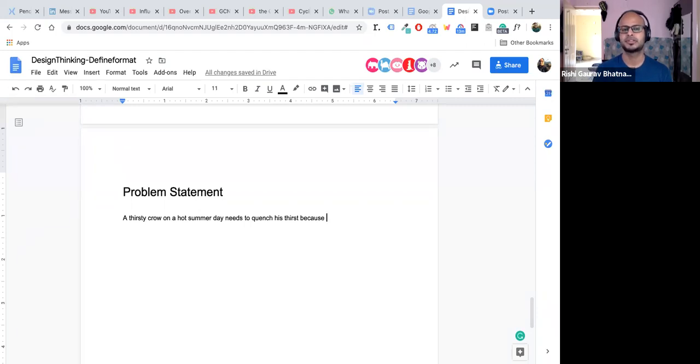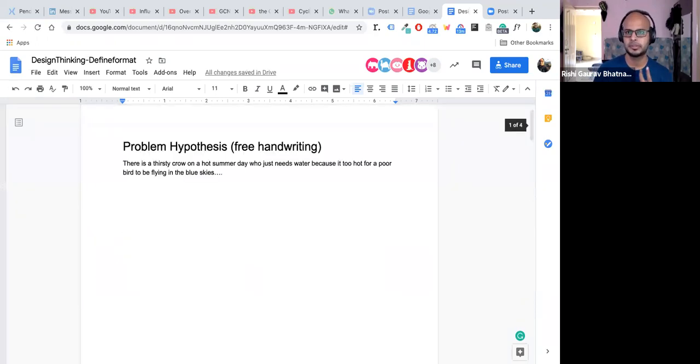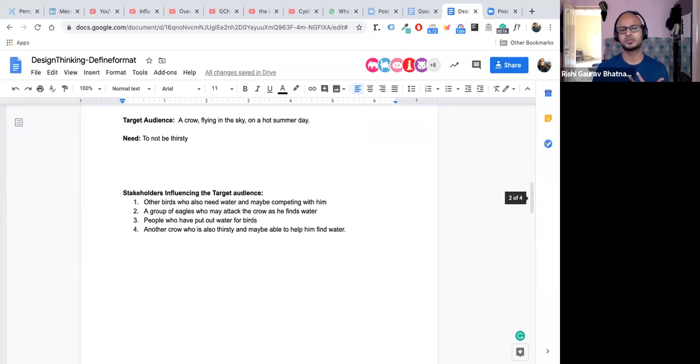I'm thinking what's a good example of writing, what's a good way of adding this. Maybe I could do this. What may happen if the crow doesn't quench his thirst? He may fall down or he may die. This is a very, very bad example of showing this. I will do an exercise with one of you so we may be able to go a little bit deeper. But essentially, this is how we are going to do.